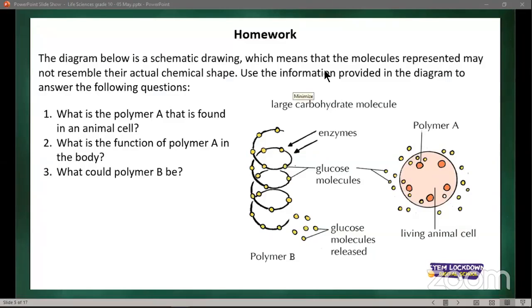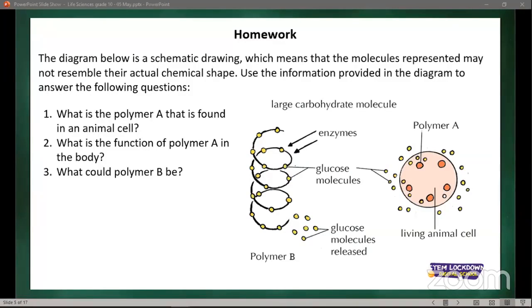So for number one, what is the polymer A that is found in an animal cell? Remember that humans are also animals. So what is this polymer A? We have an answer for number one, that is glycogen. Nkosipile says it's glycogen. That's correct. Remember that glycogen, we said that is the storage form of glucose in animals. And in plants, the storage form of glucose is starch. All right. Yes, thank you. Number one is glycogen.